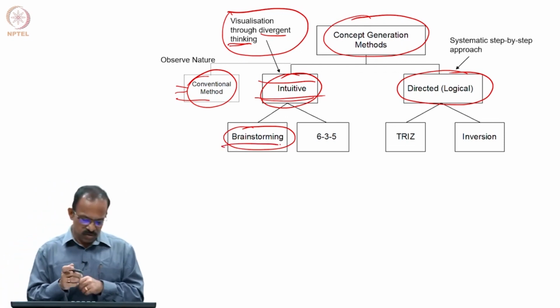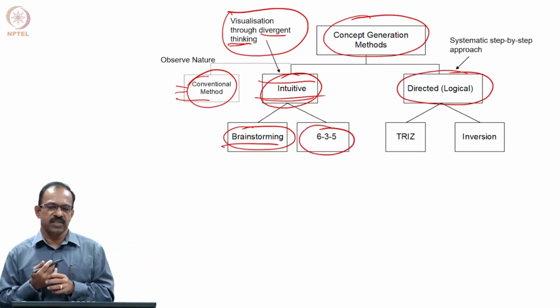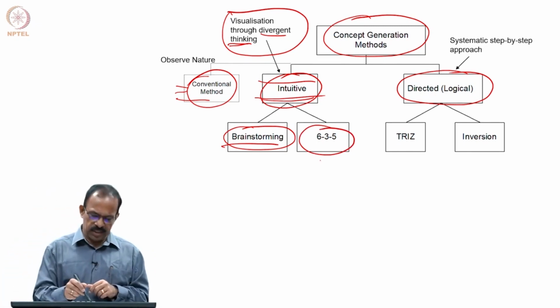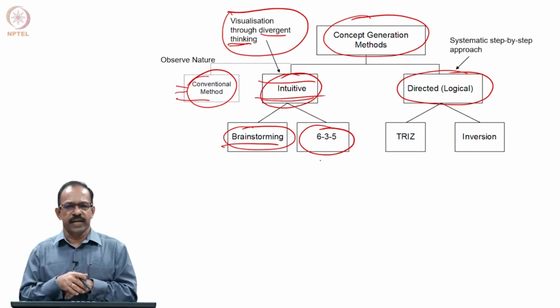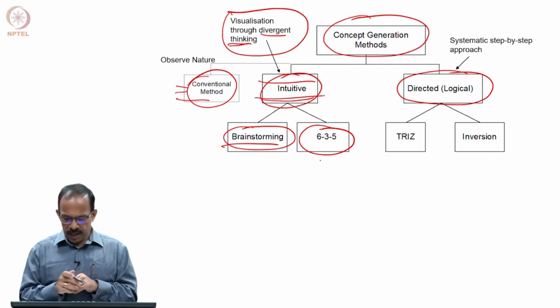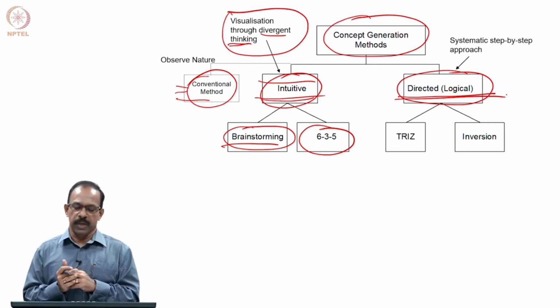Then the other method is known as 635. Again, it is a creative idea generation method. We will see what it is later, and there is another method called the gallery method also to generate ideas. Those are the intuitive methods, and the next one is known as the directed or logical methods.